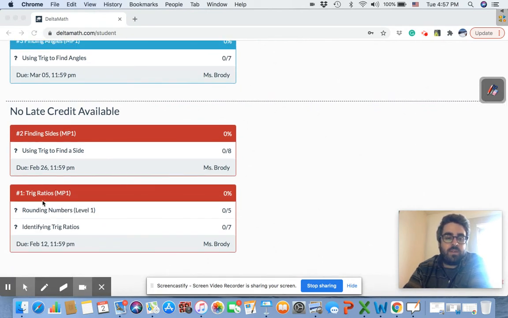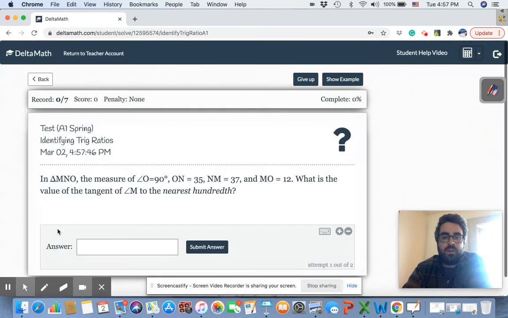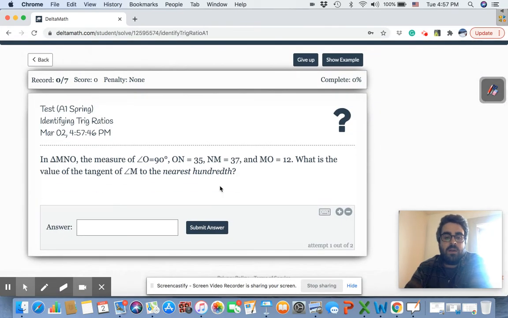So I'll start with the trig ratios practice. So I'll start with this identifying trig ratios. So you're going to use a model to figure out what ratio you're going to use and then round that answer to the nearest hundredth in this case.